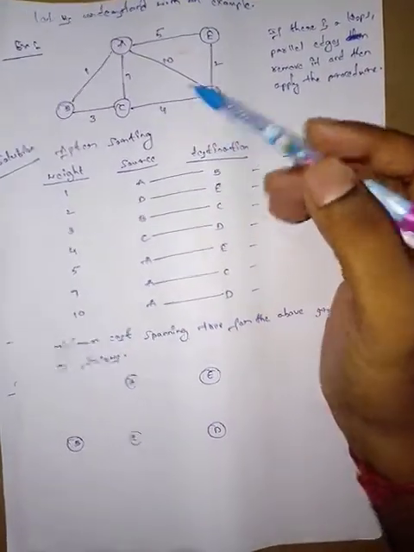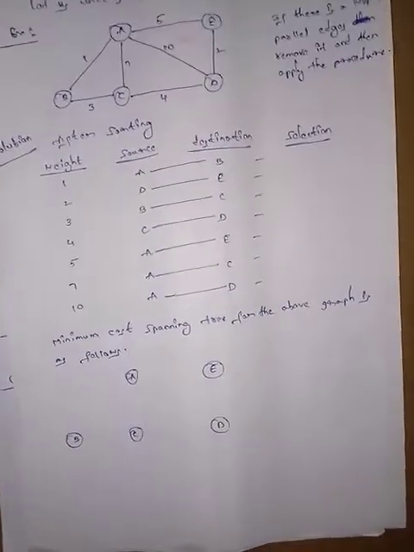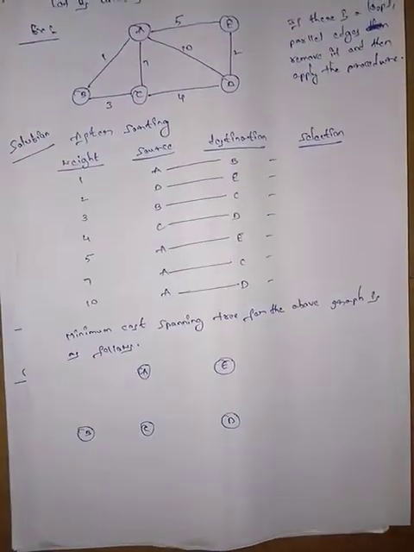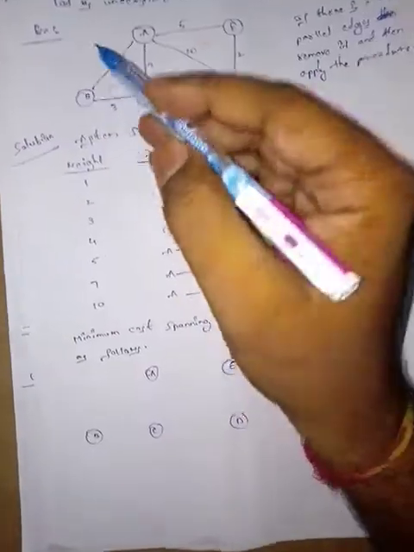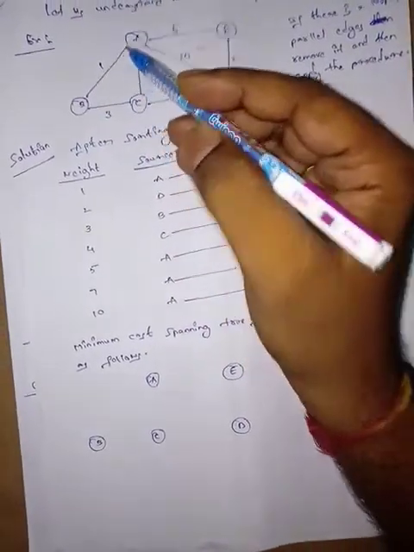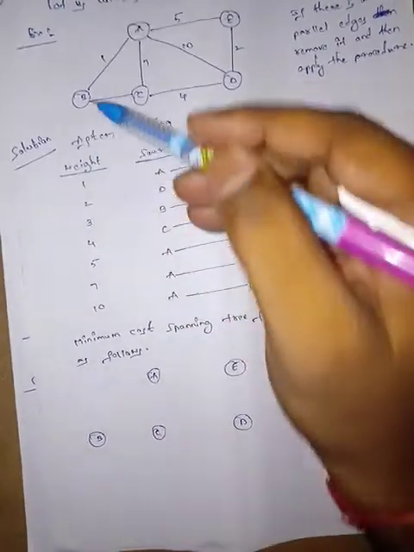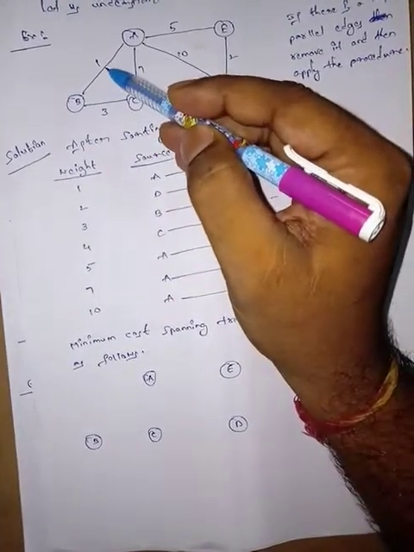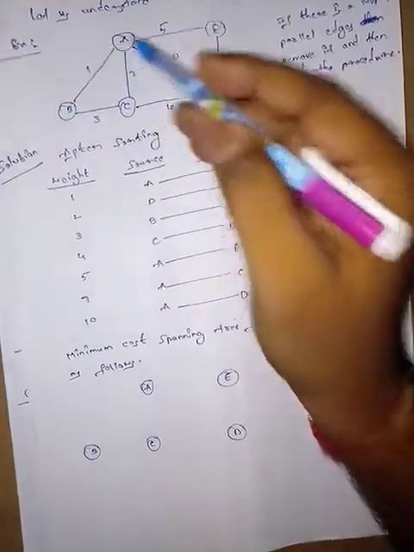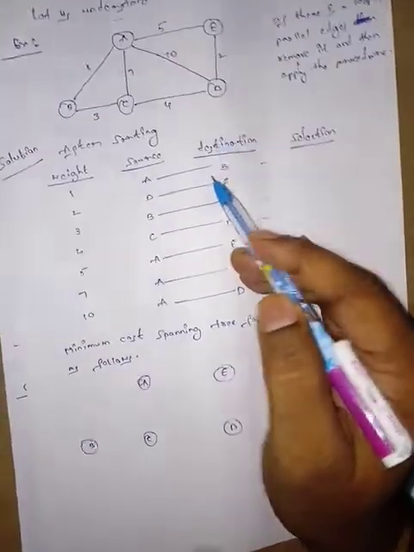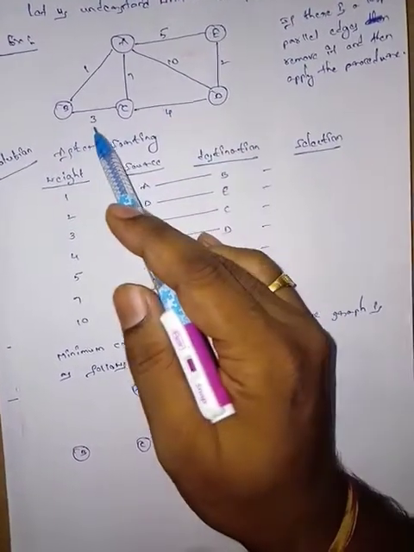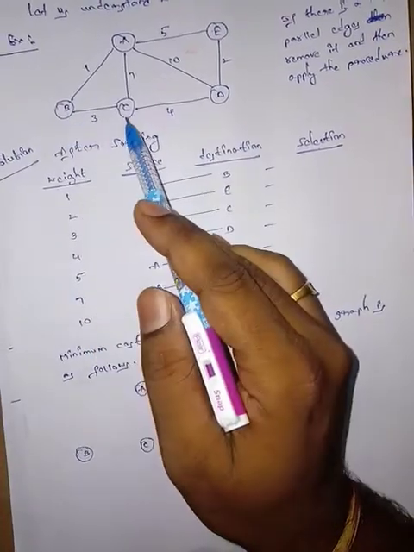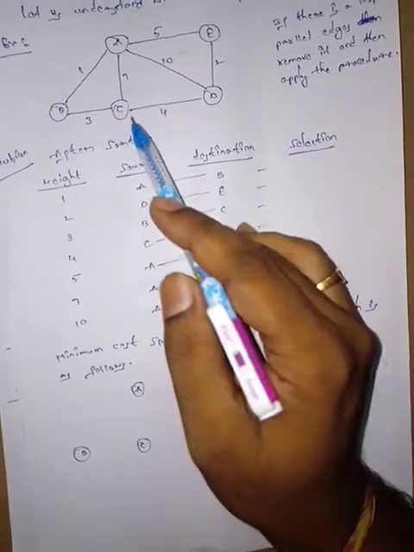Step 1 is to place all the edges in non-decreasing order of their weights, based on the costs, in increasing order. Here the minimum edge cost is 1, with vertices A and B, A to B. The next minimum cost is 2, D to E. The next is 3, B to C. The next is 4, C to D.